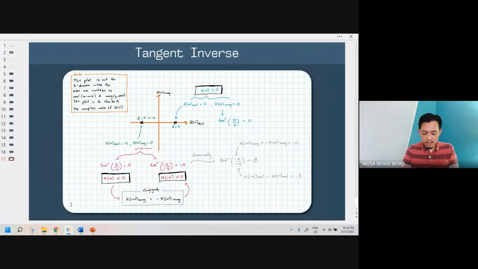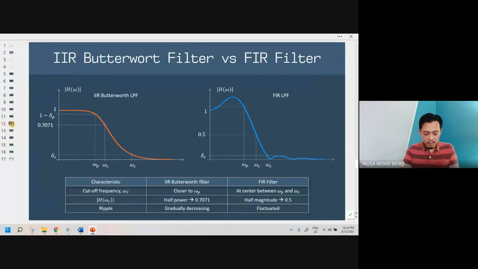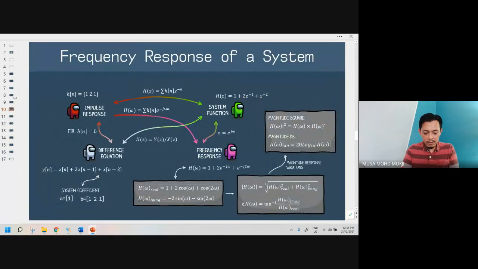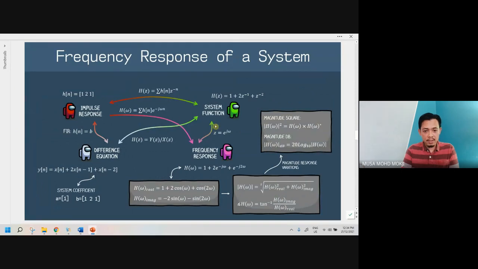Just again, some recap, reminder. So this is what we have so far. These are the 4 characters that you really need to know. One is the impulse response. We talk much about impulse response, and we talk much about the difference equation. And this week, we don't really talk about the system function because we are focusing on frequency response. But this is the flow on how you get the system function and frequency response.